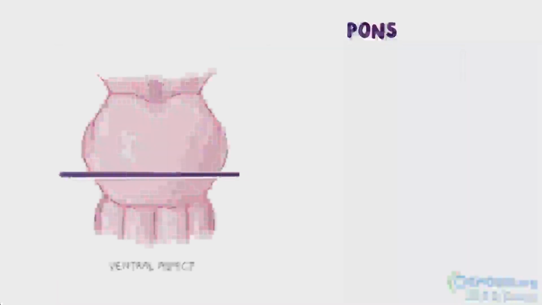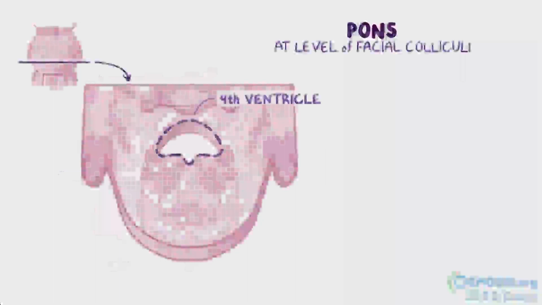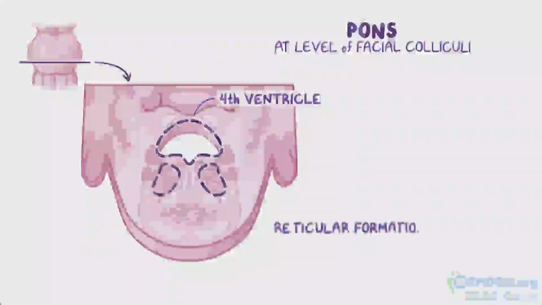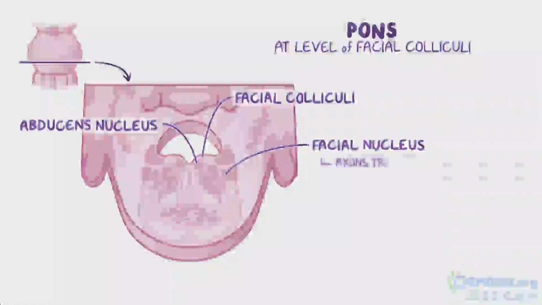Now let's make a transverse section through the pons at the level of the facial colliculi. Dorsally, there's the cavity of the fourth ventricle, and ventral to it, the reticular formation. Ventral to the facial colliculi are the abducens nuclei, and ventrolateral to them are the facial nuclei. The axons of the facial nuclei travel posteromedially to wrap around the abducens nuclei and then continue ventrolaterally.